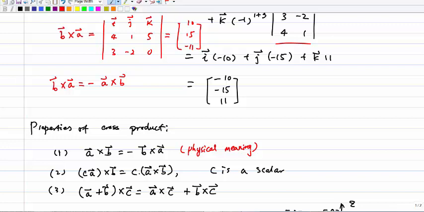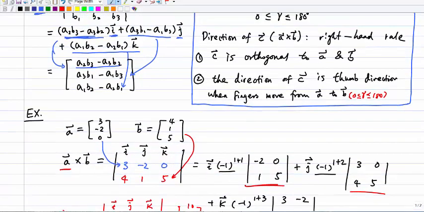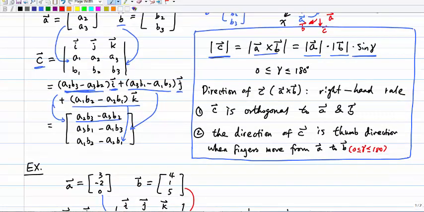The second property is that C times (A cross B) is equal to (C times A) cross B. C is a scalar, which means if you scale one vector up or down, it doesn't change anything; it just scales in the same way. That is pretty straightforward from the physical meaning: if you scale up and down, the magnitude scales up and down, and the direction does not change, so everything is the same.